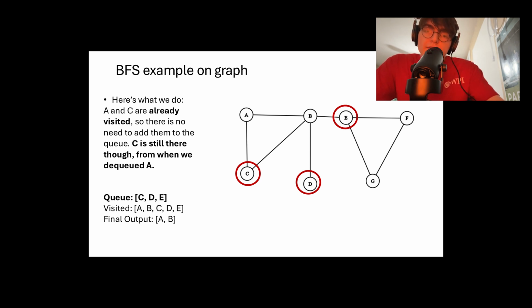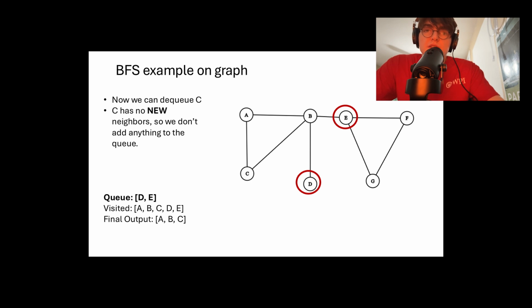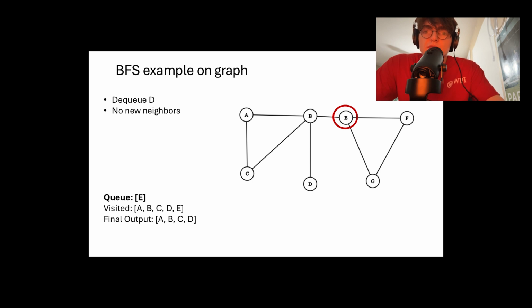Now this is why having a queue is important, because we know that the first element in the queue is what we're going to dequeue next. So we dequeue C, and since C has no new neighbors, we don't do anything. And so this continues on where we dequeue D, and there's only E left in the queue, and then we dequeue and get G and F. Dequeuing G, no new neighbors, and the queue is now empty. And that's it for BFS on a graph and BFS as a whole.